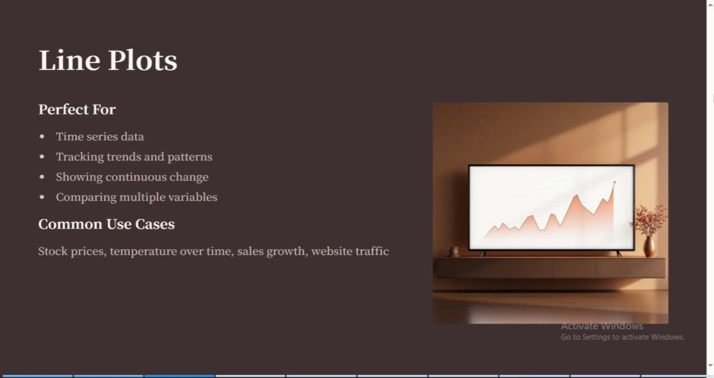Let's start with line plots. Line plots are perfect for tracking trends over time. Any data that changes continuously, like stock prices, temperature, sales growth, or website traffic, is best represented using a line plot. Line plots help us visualize patterns, ups and downs, and long term trends clearly.